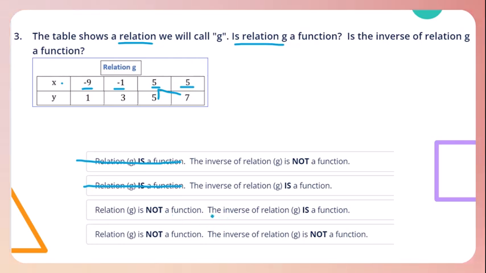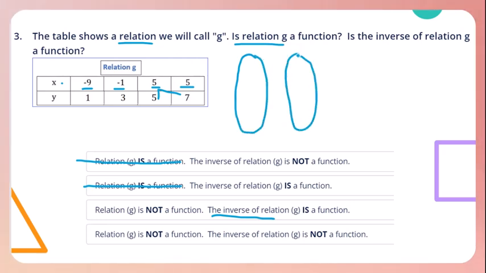Now we're going to look at the inverse of relation g. So we need to switch our x's and our y's. You can write it as a relation this way and switch your x's and y's with a mapping, or you can write it as a T-chart, or you can write it as a horizontal table, like here. Doesn't matter. We just need to switch our x's and our y's.